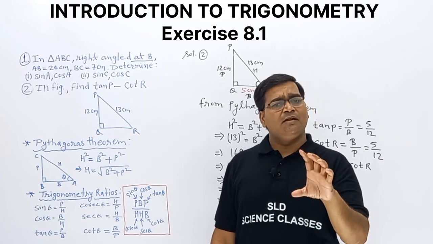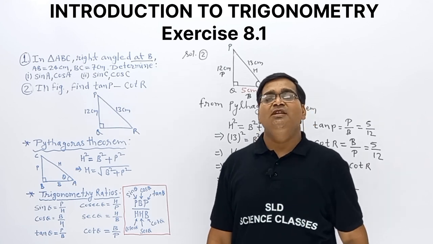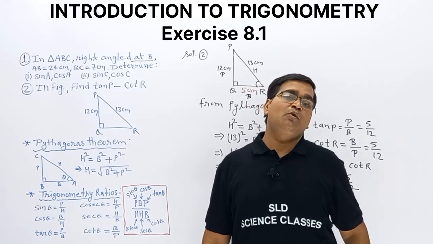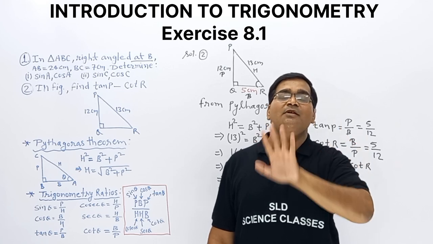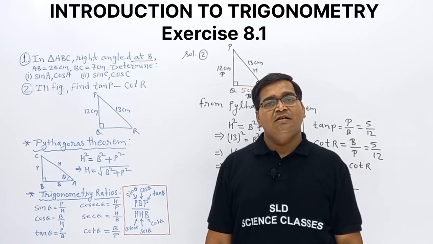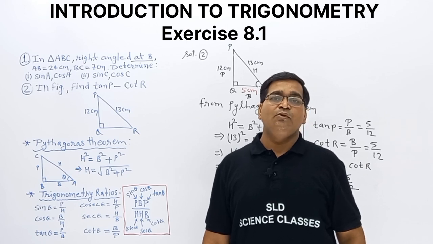We are having one table, and we can easily memorize that also. And in 8.3, we have three trigonometry identities. Using these identities, we will solve some questions. So that's all about this class. Thank you so much.